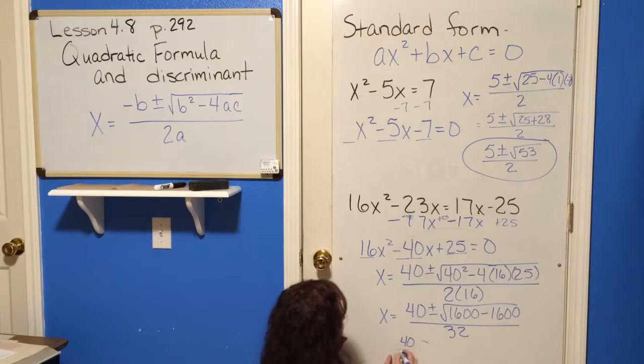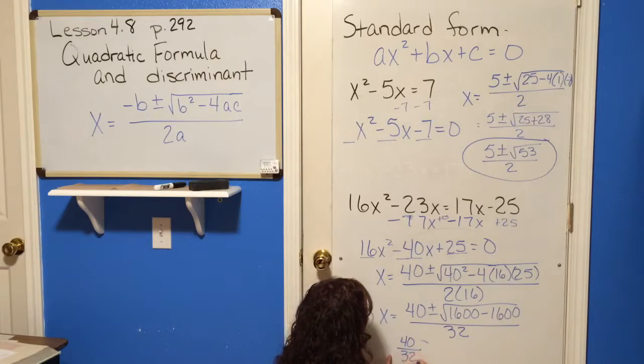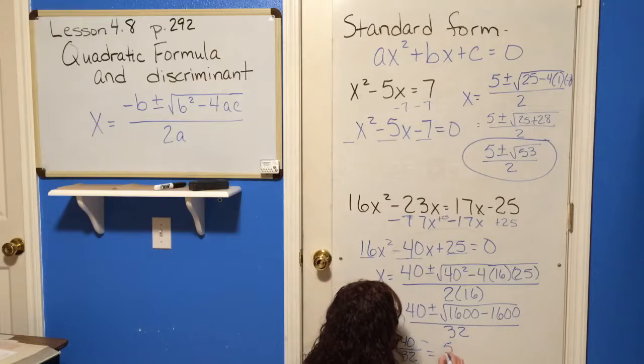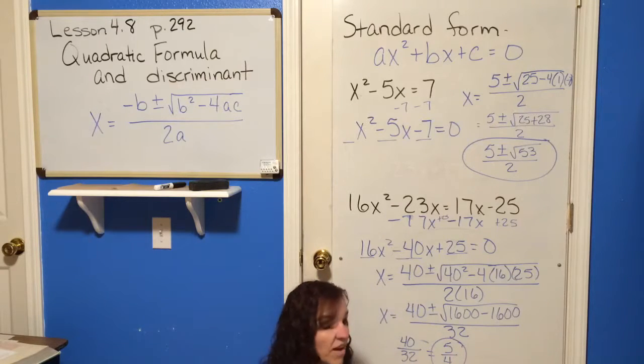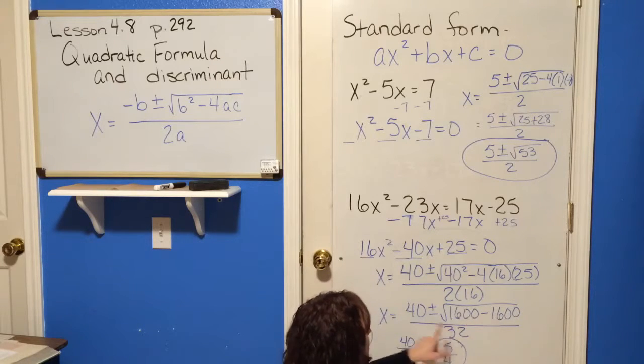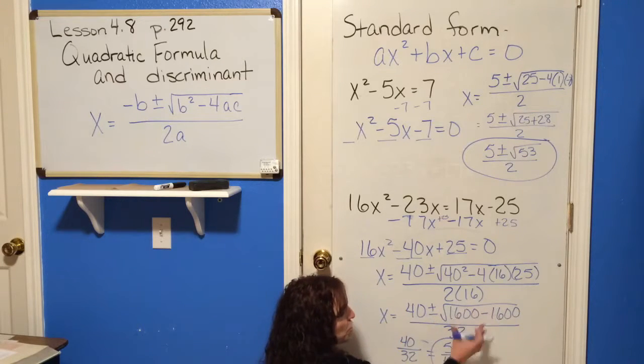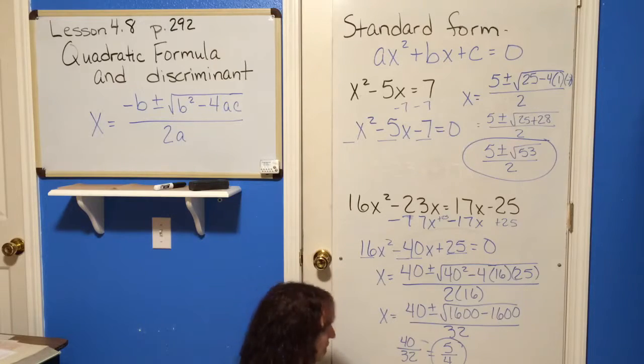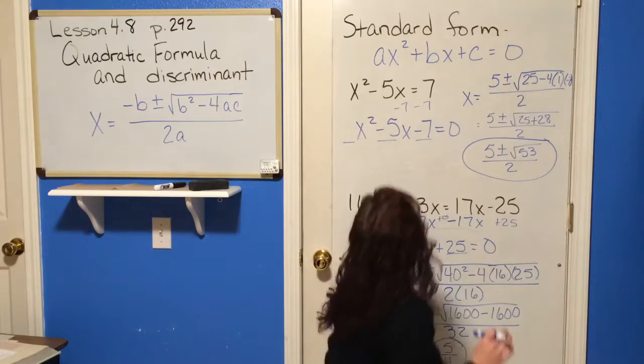You can leave it blank. 40 over 32, which can reduce down, divided by 8, is 5/4. And in this case, we don't have two answers. We just have one answer because our square root was 0. And so our plus or minus, this term plus or minus 0, is both the same. So 5/4.